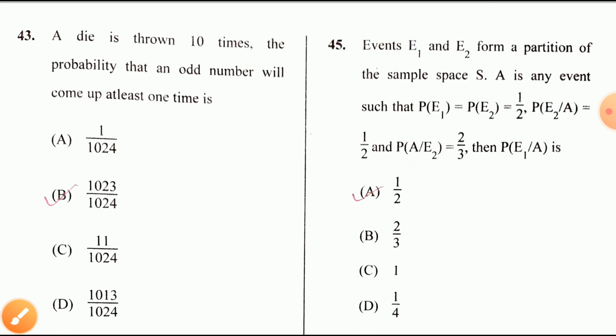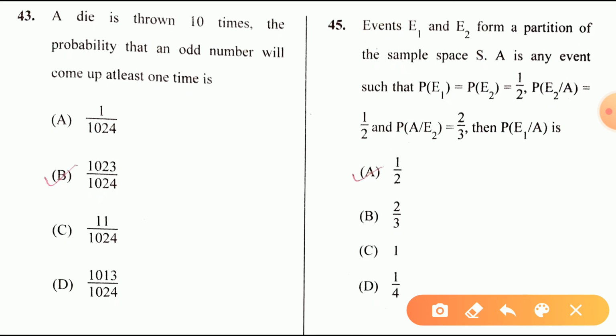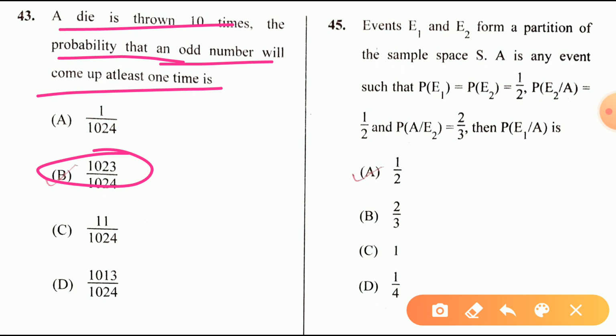Next question number 43. A die is thrown 10 times. The probability that an odd number will come up at least one time is 1023 divided by 1024.